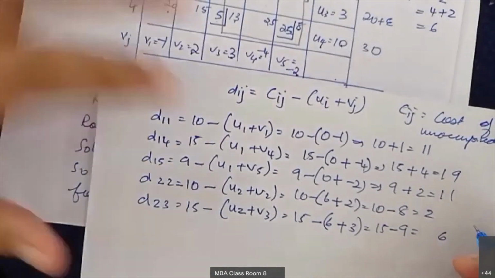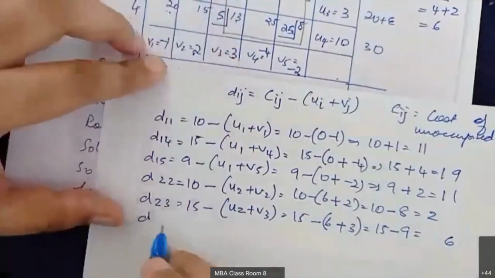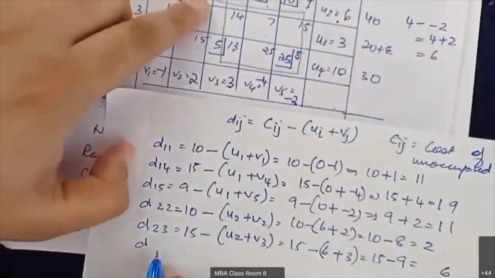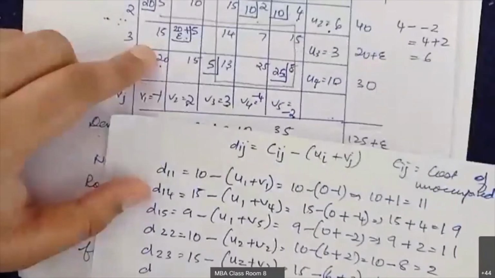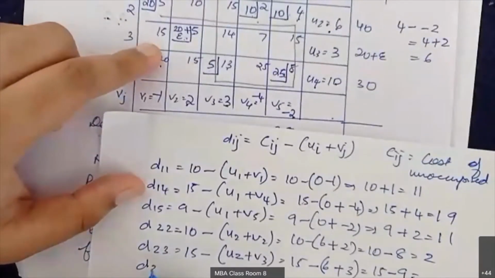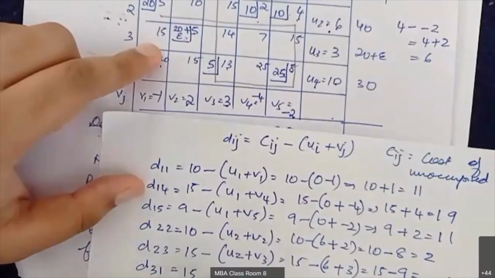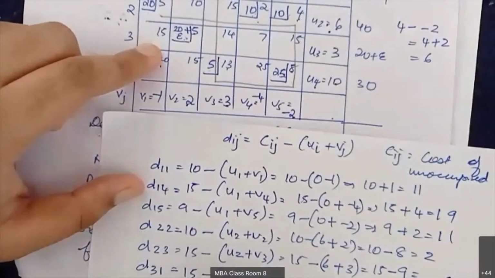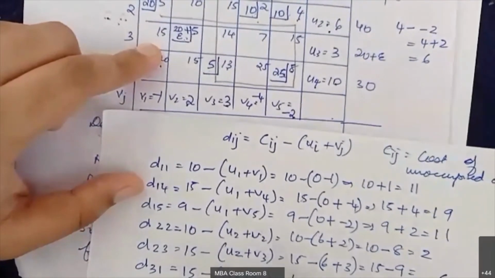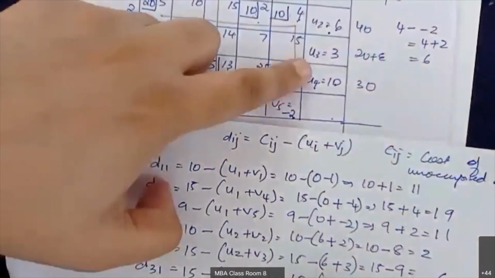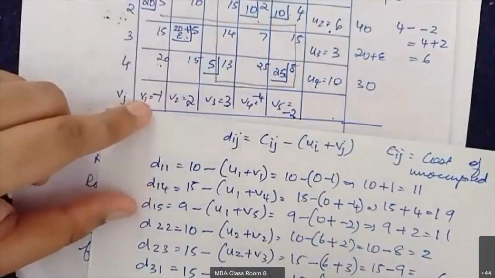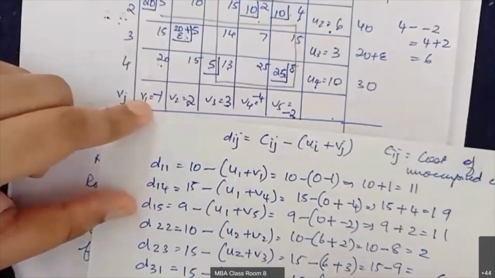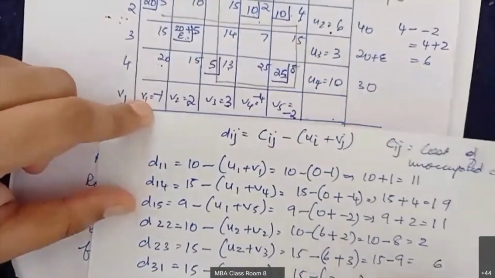Next one. This row is over. Next is the third row. The first cell is empty, so it is D31. The cost is 15 minus U3 plus V1. 15 minus, what is the U3 value? It is 3, plus what is the V1 value? V1 value is minus 1. So 15 minus 2, that is 13.